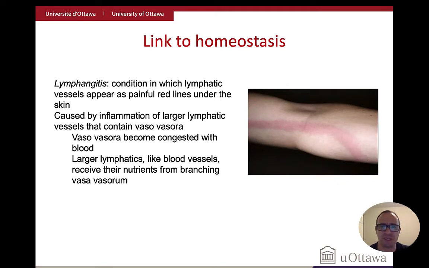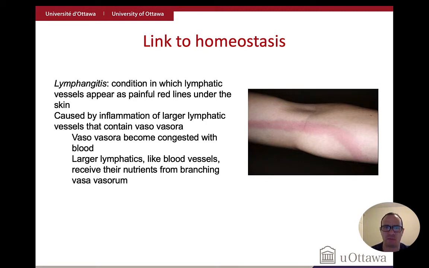One example of this problem is something called lymphangitis. This is a situation where these lymph vessels become inflamed. You might see this as a kind of inflammation across your arm like this in this example. This is actually occurring because the lymphatics flowing through what are called the vasa vasora of large blood vessels become congested or inflamed or infected.